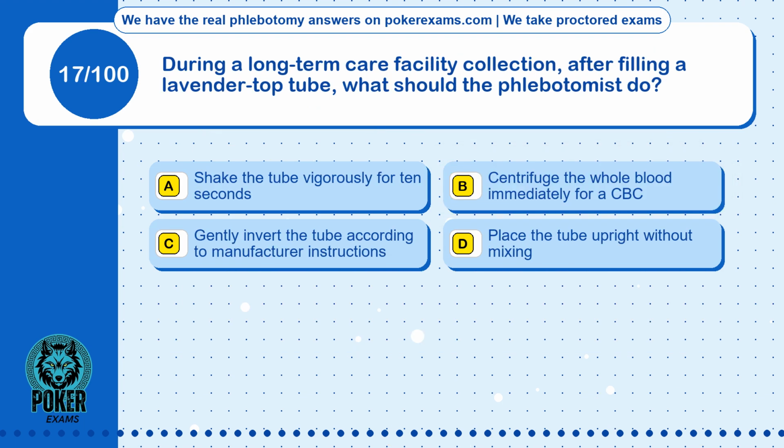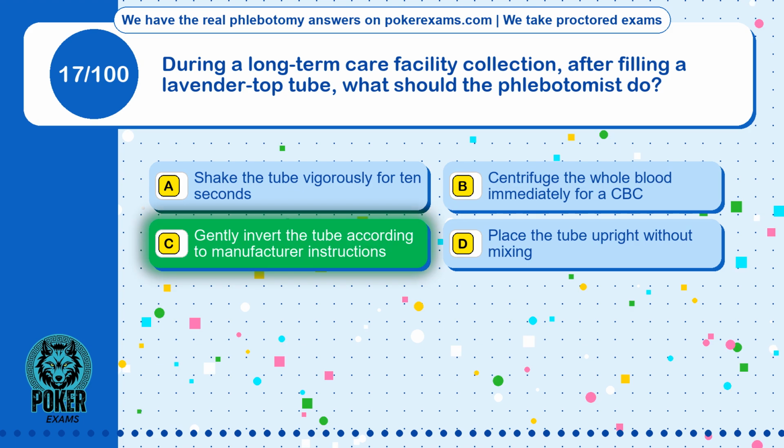Question 17. During a long-term care facility collection, after filling a lavender top tube, what should the phlebotomist do? Option A, shake the tube vigorously for 10 seconds. Option B, centrifuge the whole blood immediately for a CBC. Option C, gently invert the tube according to manufacturer instructions. Option D, place the tube upright without mixing.